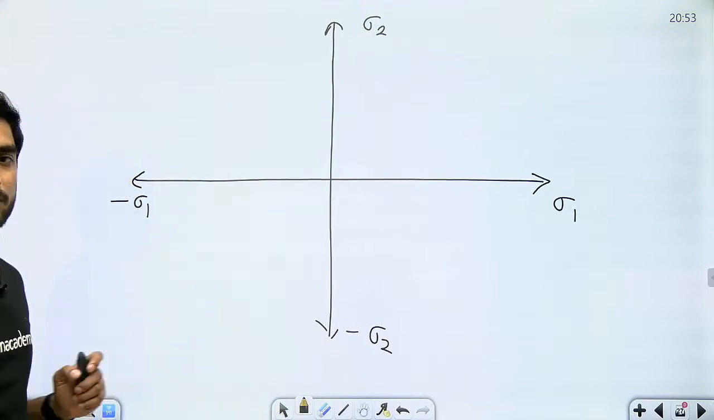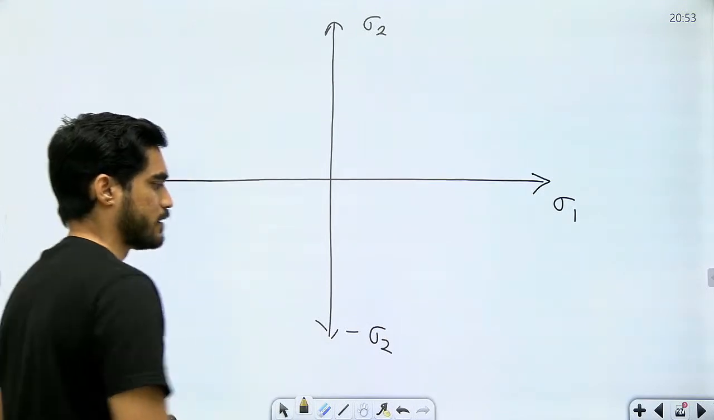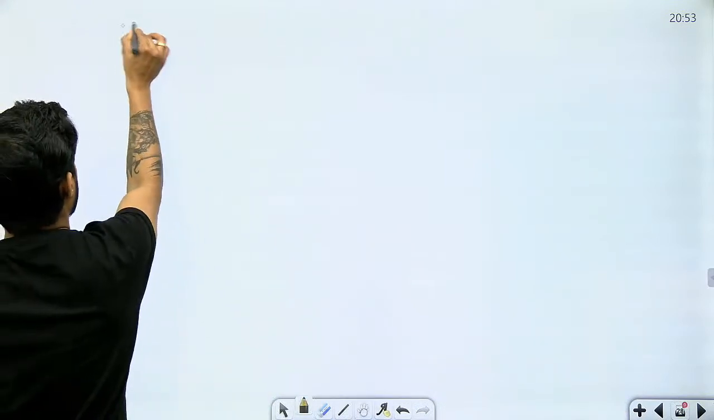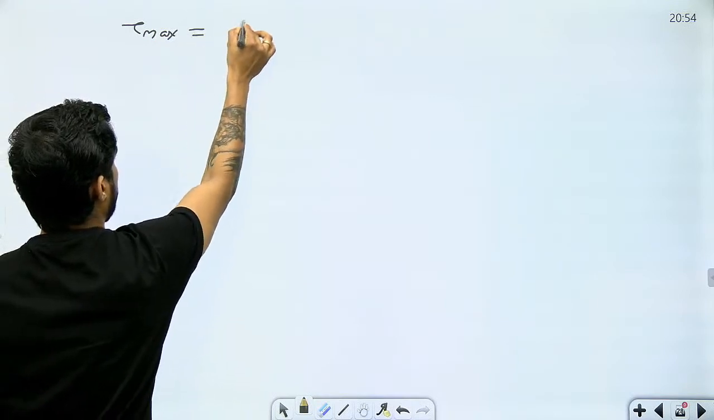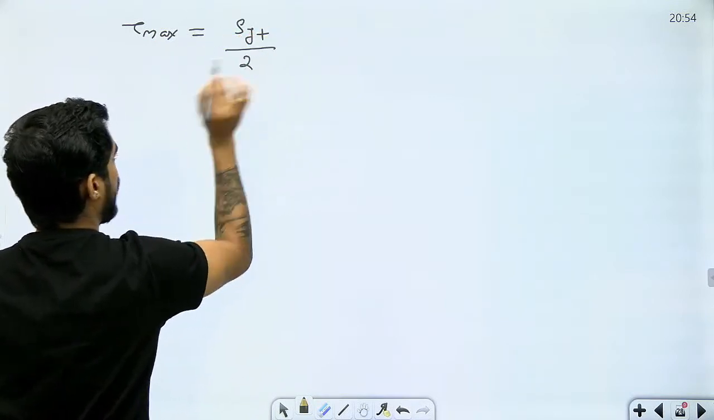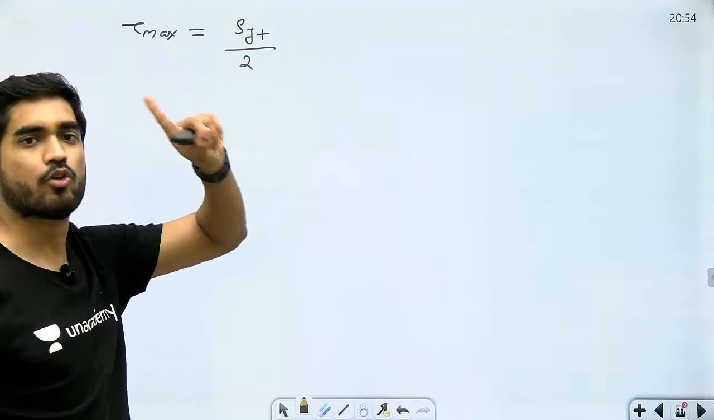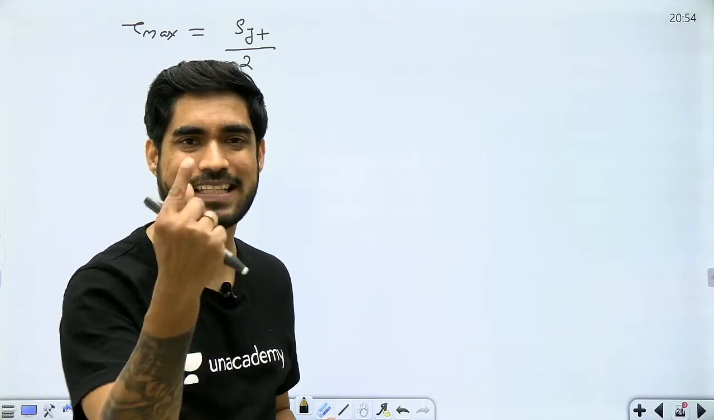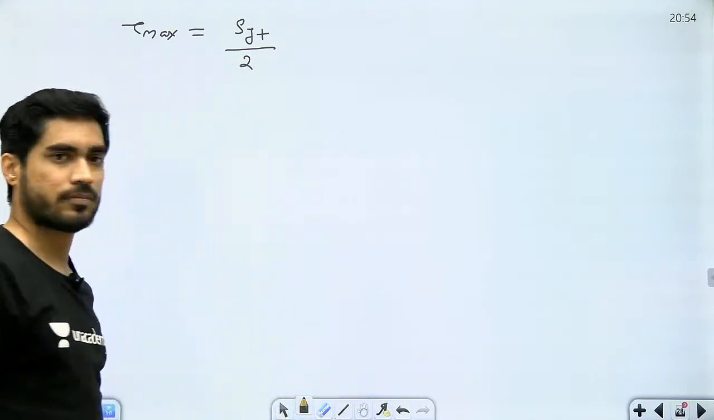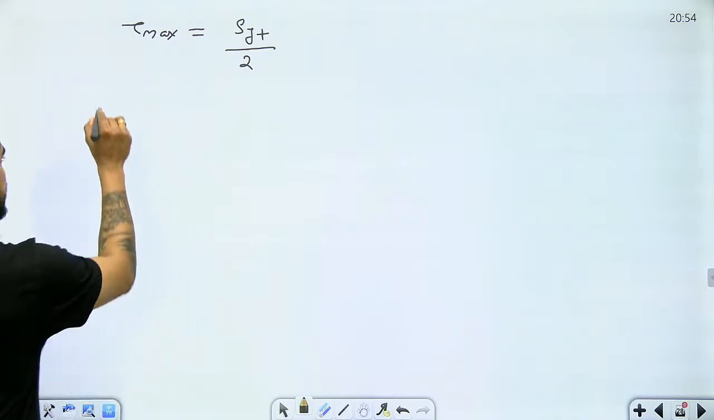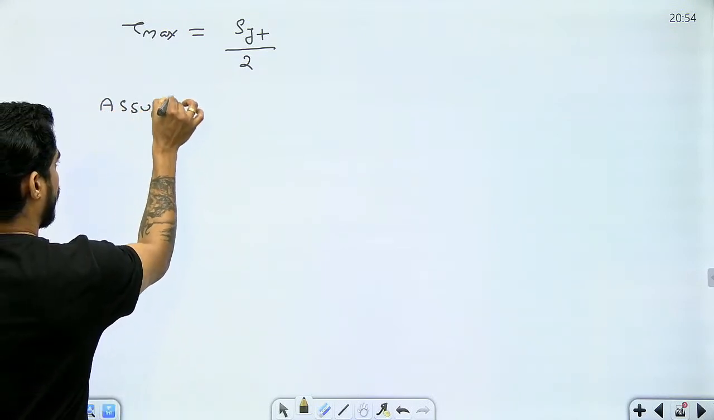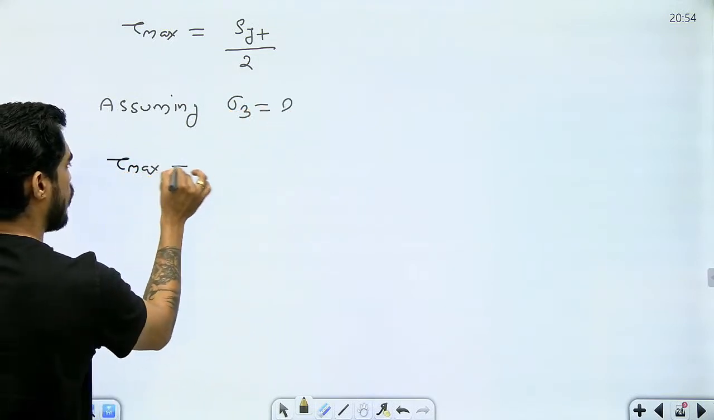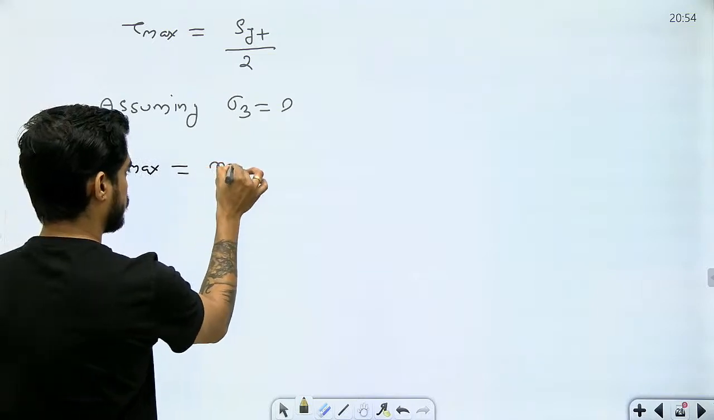Okay, now beta, according to the maximum shear stress theory, the material is going to fail when tau max becomes equal to SYT by 2 FOS. Again, I am taking FOS equal to 1. Why? Because beta, I am drawing the boundary of the region, and on the boundary, what is the FOS? 1. Okay. Now, what will be your tau max? Assuming sigma 3 equal to 0.